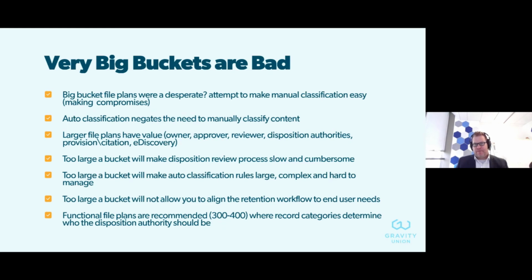And in fact, that more functional 300 to 400 record categories that are super descriptive are probably better from a long-term perspective. Yes, more work up front, but especially on the back end where now I have to organize that content for disposition approval. If I've got 1 million documents in a disposition workflow and those belong to 50 different departments, I'm really spending a bunch of time trying to organize that content for classification.